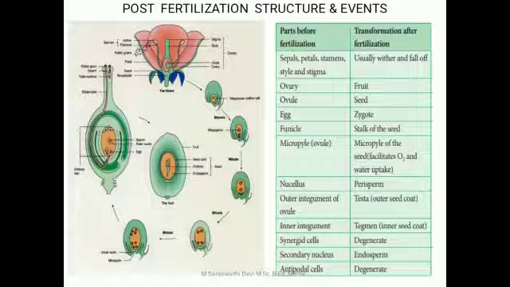Nucellus is modified into perisperm. Then the outer integument of the ovule is modified into the outer seed coat, the testa. Then the inner integument becomes the inner seed coat, or tegmen. Synergid cells degenerate. Secondary nucleus modifies into endosperm. Antipodal cells degenerate.